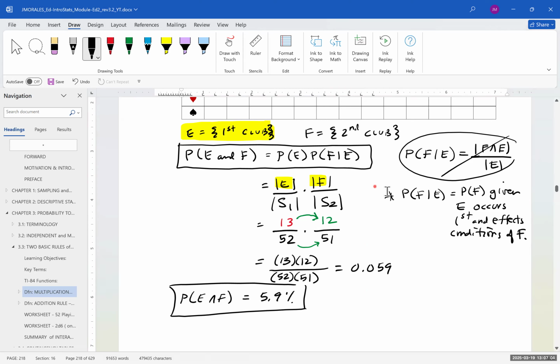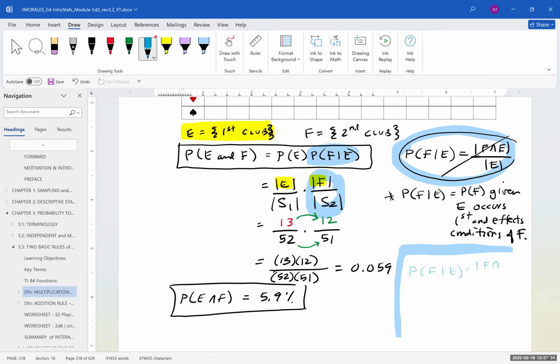All right. And before I exit this one, this is the correct answer for this. What would have happened to this part had I done it this way? Okay, let me do that here as an aside. So the probability of F given that E occurs first would be the order of F intersect E all over the order of E.